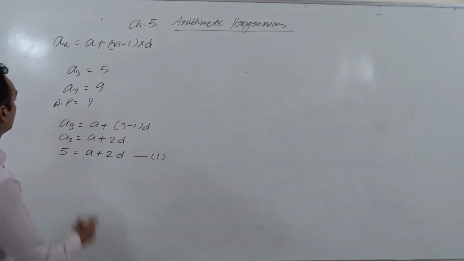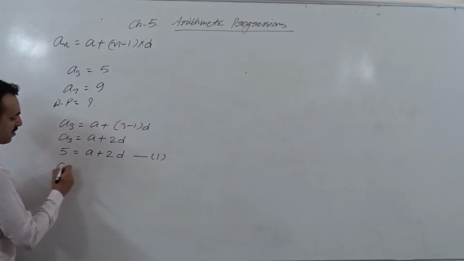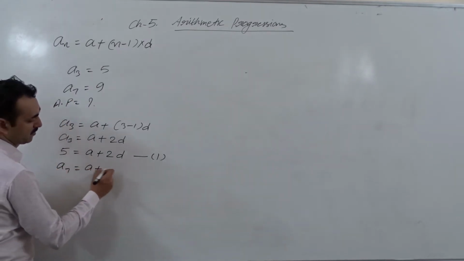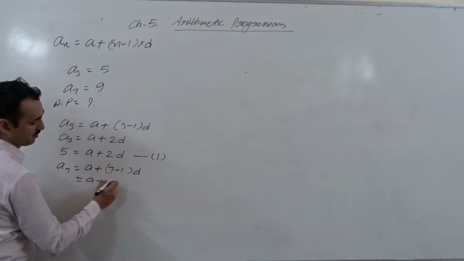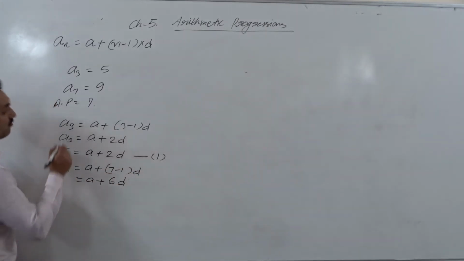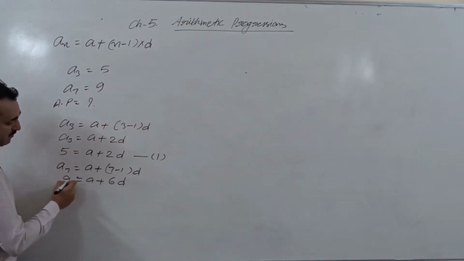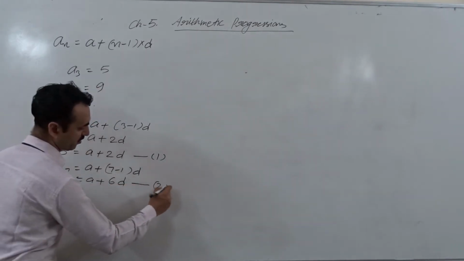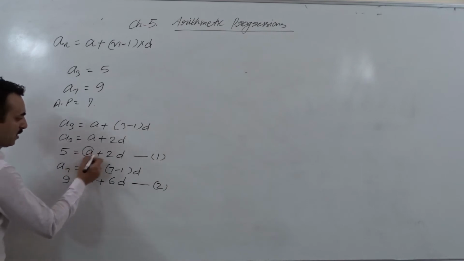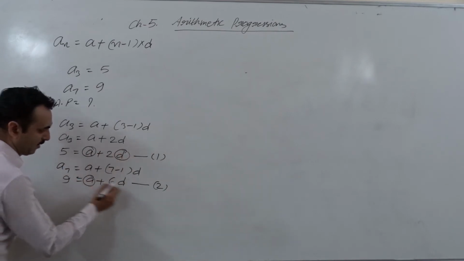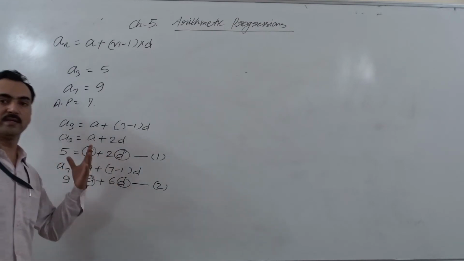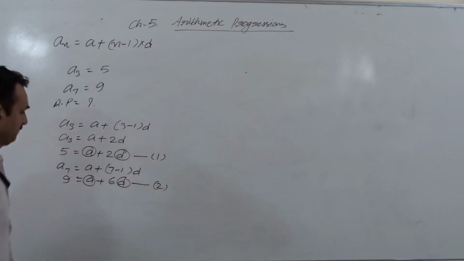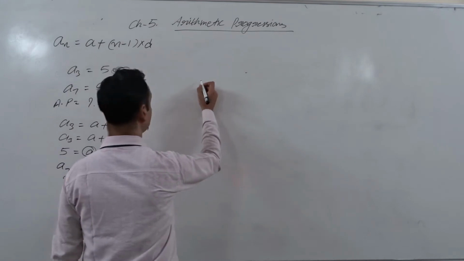Okay. Now we will take A7. What is A7? A plus (7 minus 1) D, which is A plus 6D. And A7 is given as 9. So this is the second equation. There are two variables and we have got two equations. Now we have to solve these two equations to get the values of A and D. So let's solve here.